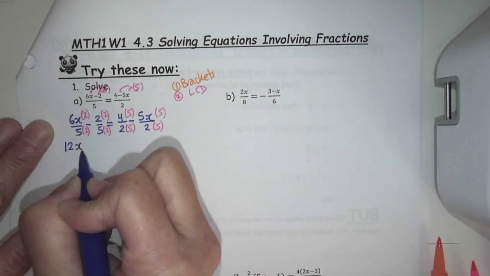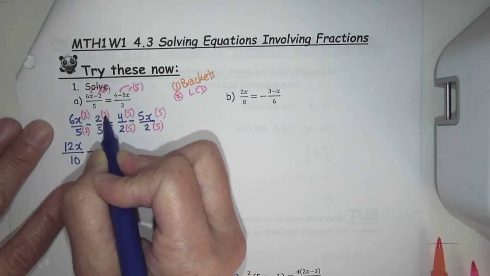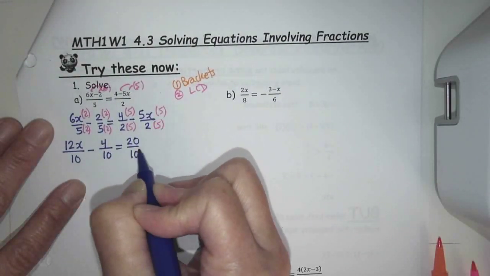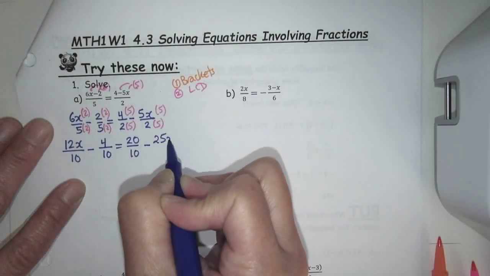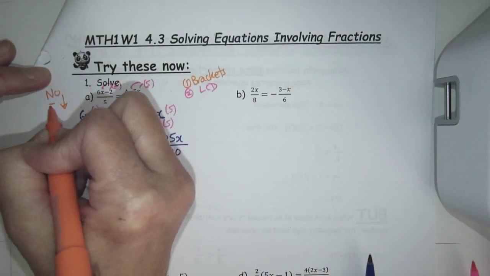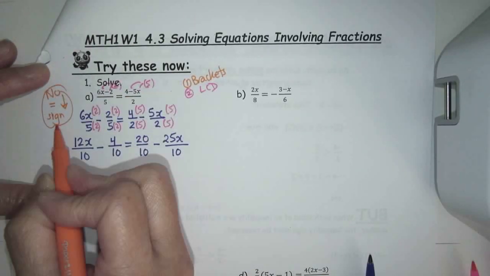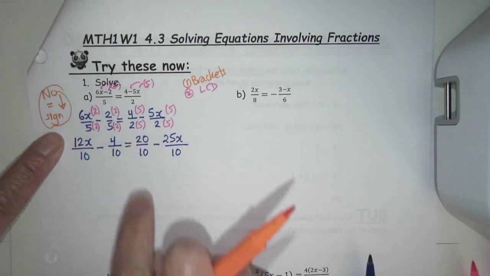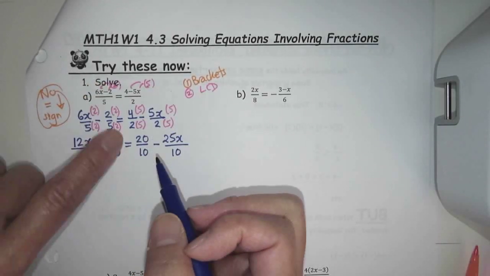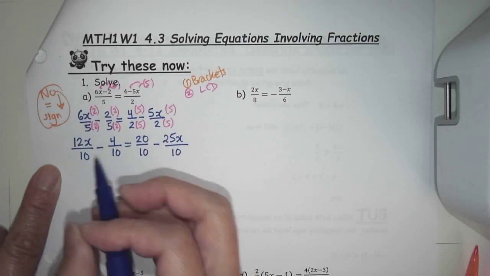So I'm going to rewrite it, 12x, and then that's over 10 now, minus, and that's 4 over 10, 2 times 2. Lining up my equal signs as best I can here, it's 20 over 10. Put the minus here, and that's 25x over 10. Now one more time, there are no equal signs here, so no equal signs here. Okay, so not on this side because you already have it in the middle. So we're trying to line up the equal signs here in the middle as best as we can. Doesn't have to be perfect, but try to, but no equal signs on the left. It's like a run-on sentence. You can't have double equal signs.